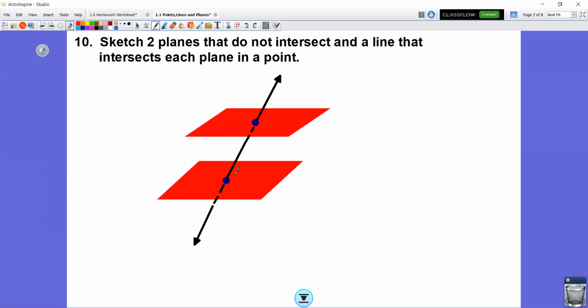Now, here is an image of 2 planes that do not intersect and a line that intersects each plane at a point. This line cuts through this plane here at this blue point, continues on down to this plane at this blue point, and keeps going through.